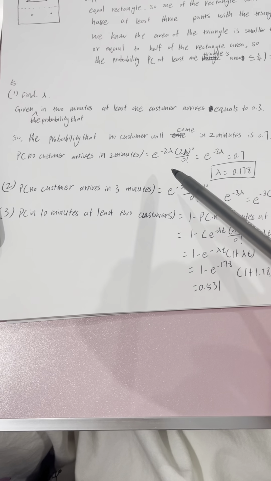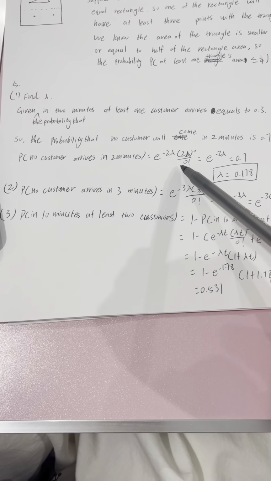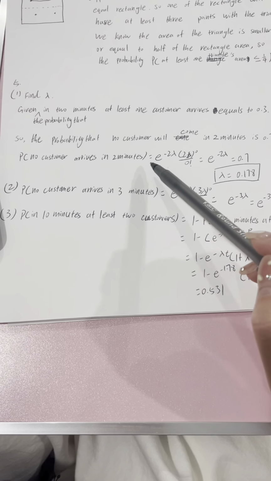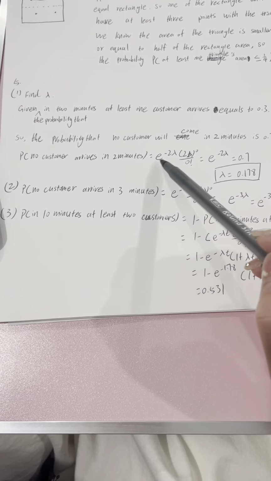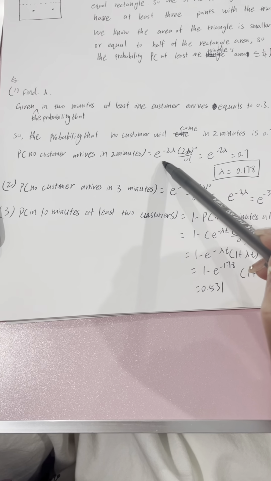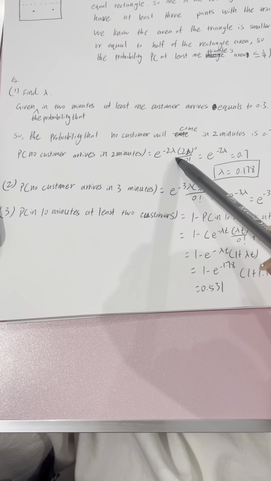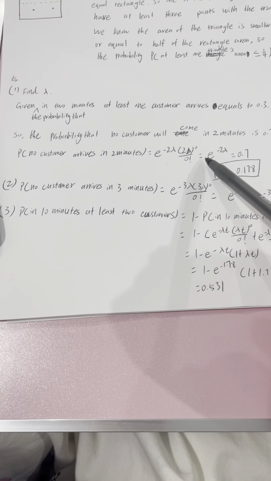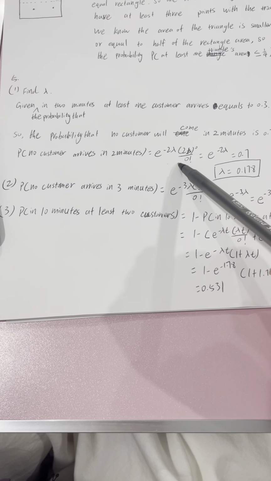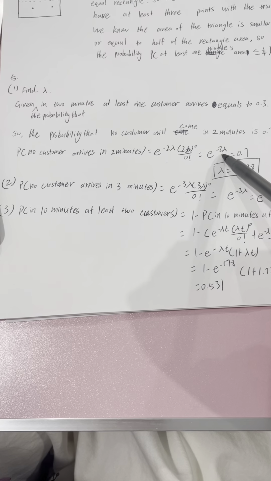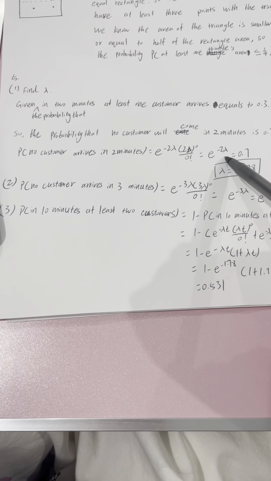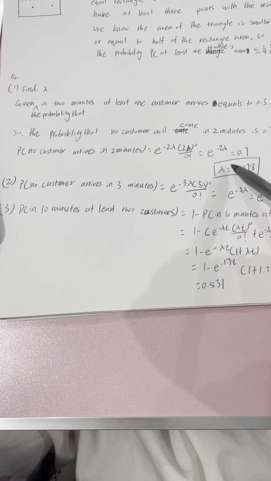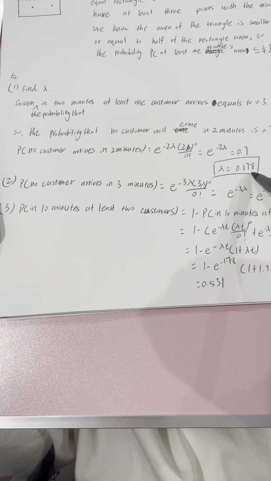And then we plug in the equation given from the question. So no customer arrives in 2 minutes is equal to e to the negative 2 lambda times 2t to the 0 over 0 factorial. We simplify the equation and we get e to the negative 2 lambda is equal to 0.7, and then we solve for lambda, which is equal to 0.178.